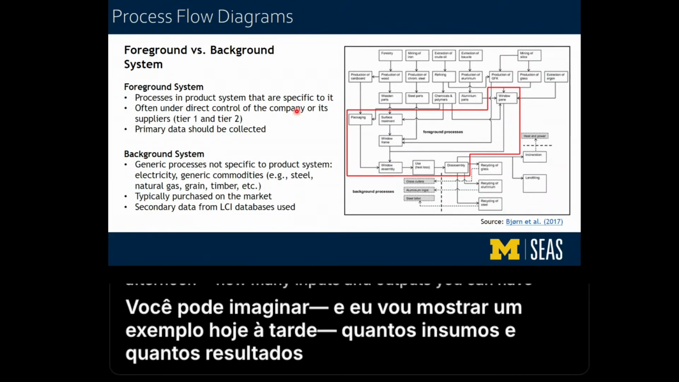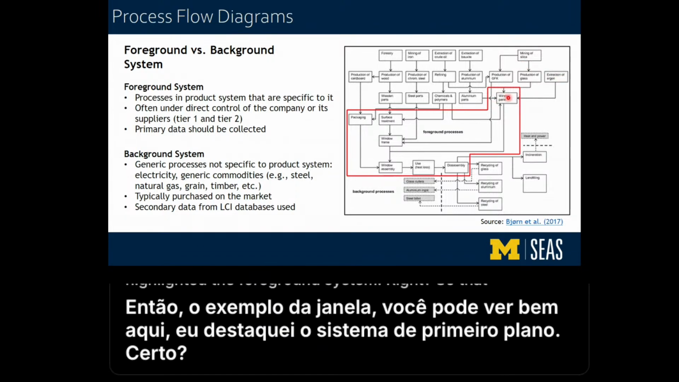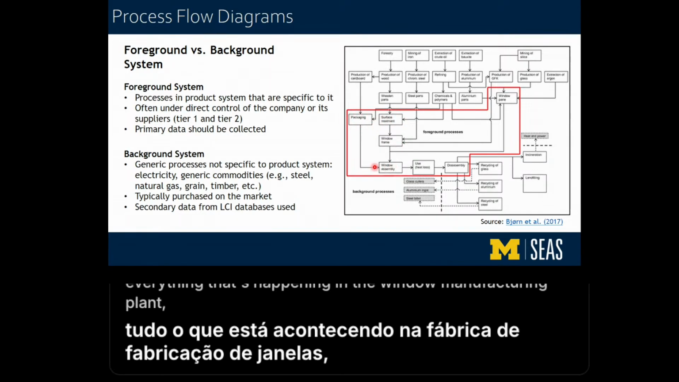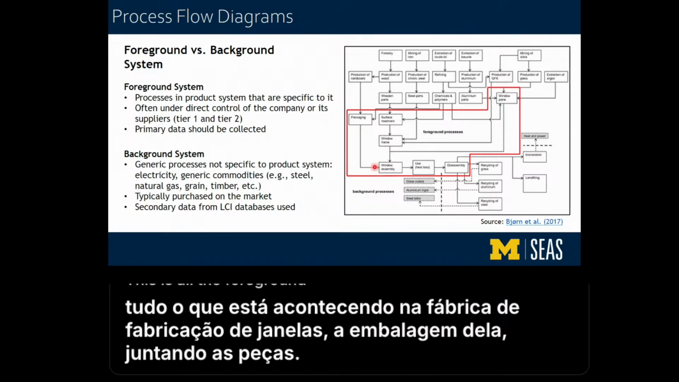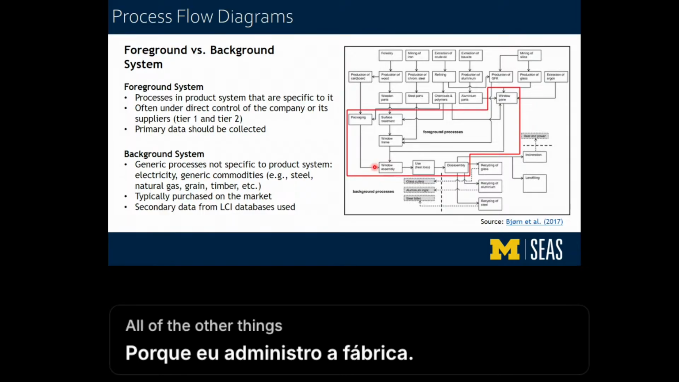So the example of the window, you can see right here, I've highlighted the foreground system, right? That includes manufacturing the window, everything that's happening in the window manufacturing plant, the packaging of it, putting the pieces together. This is all the foreground system because I run the factory. All of the other things are my background system. I don't need primary data on those.